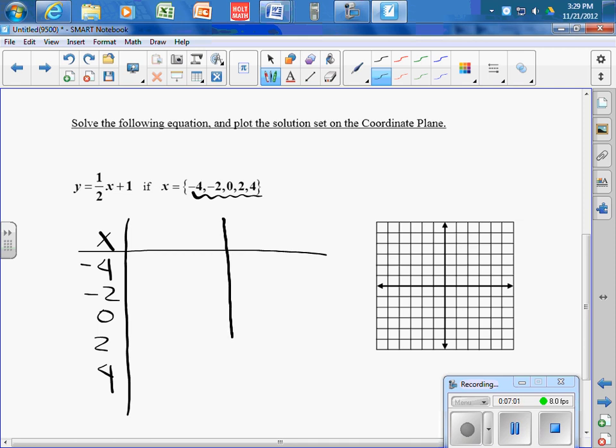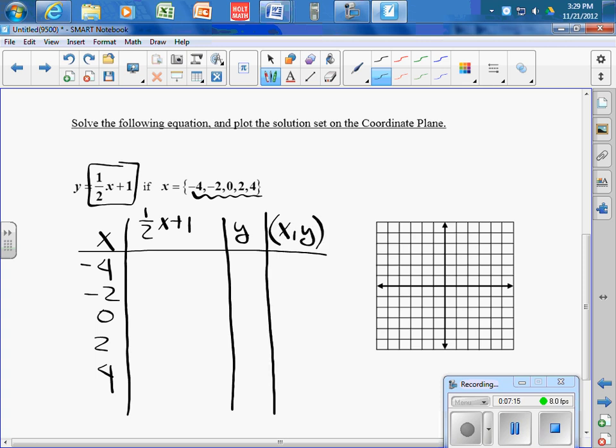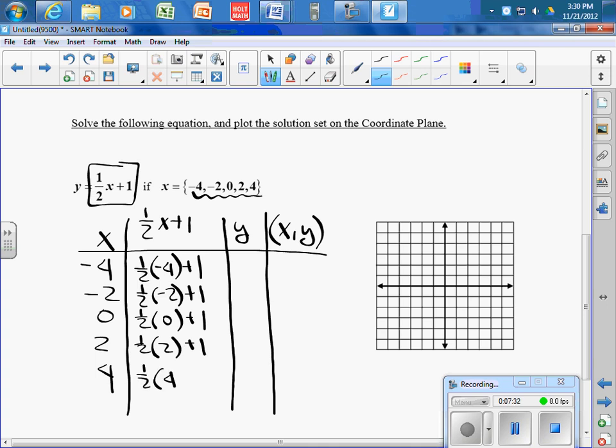What do we put in the next column? Right, it's whatever y is equal to. What's y equal to? 1/2 x plus 1. When I figure that out, I'll be able to determine what y is, and from there, I'll have my points x and y. So I'm going to go 1/2 times negative 4 plus 1, and then 1/2 times negative 2 plus 1. Then 1/2 times 0 plus 1, and 1/2 times 2 plus 1, 1/2 times 4 plus 1, and I'm going to figure out all these problems here.